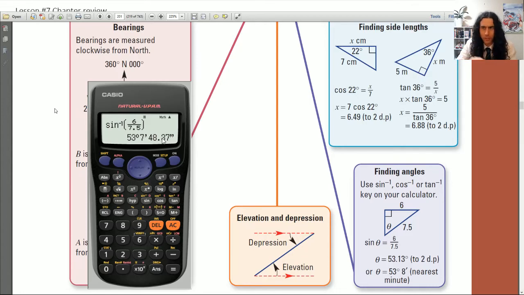It's below 50. No. There are 60 seconds in a minute. Our cutoff's 30 for rounding up. With that, it gets rounded up, that's for sure. So 53 degrees, 8 minutes.